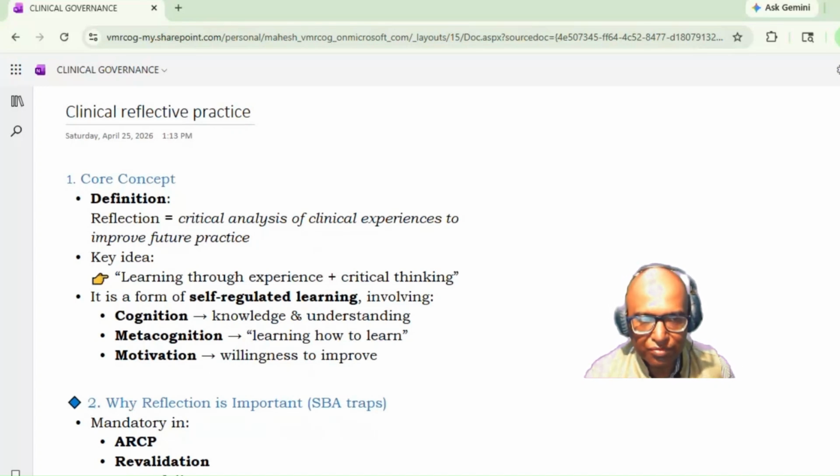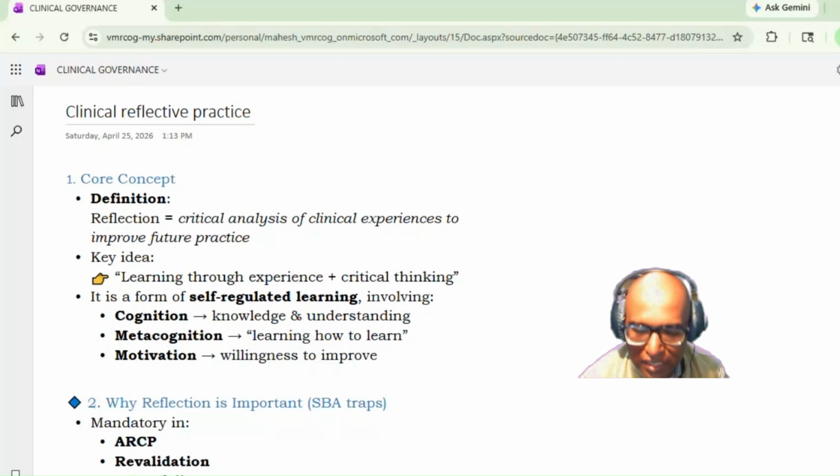So today we continue with the clinical governance module, and the topic for the discussion is clinical reflective practice. What is the concept of clinical reflective practice and why is it important? Reflection is basically critical analysis of clinical experiences to improve future practice. So what exactly are we doing here? We are doing the critical analysis of a clinical experience, and the purpose is to improve future practice.